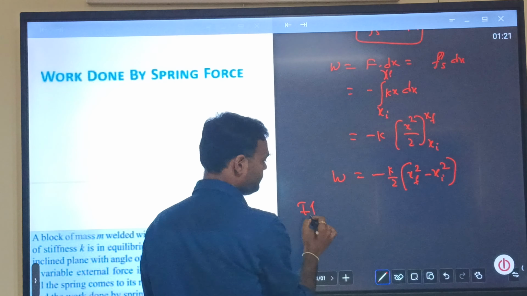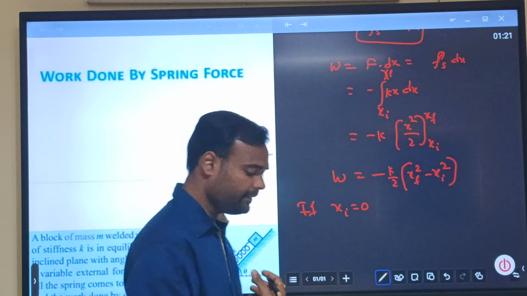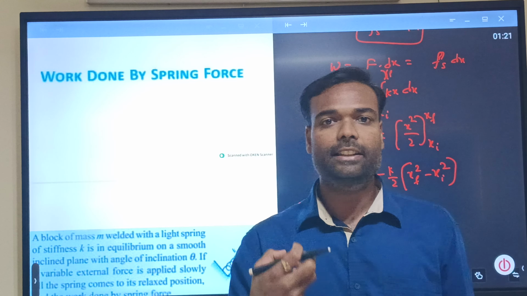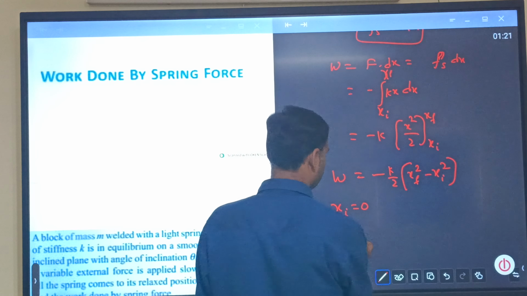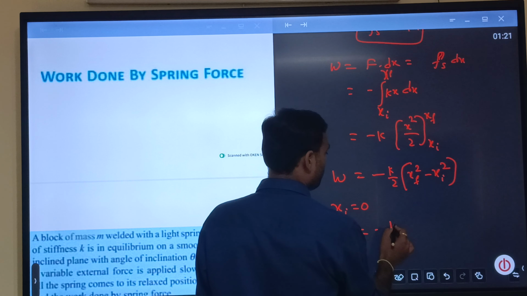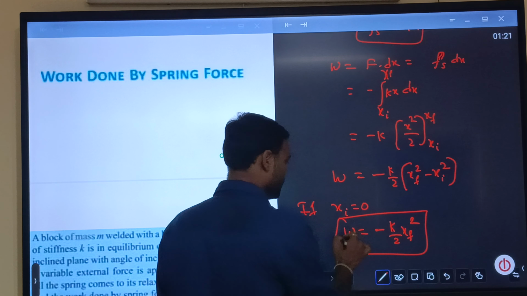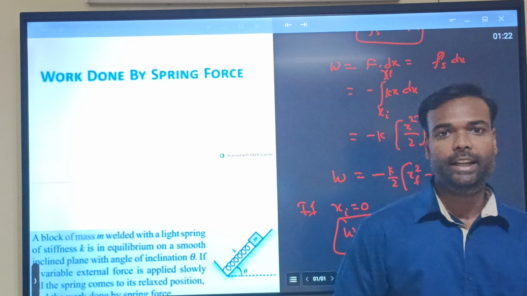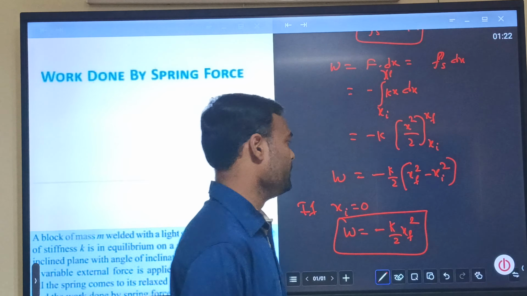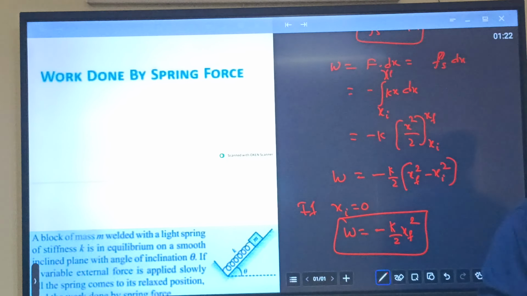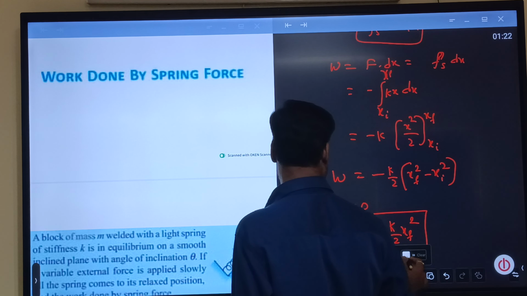If xi is equal to 0, that means we are expanding the spring from its original or natural length, then with xf whole square, this is the amount of work done by the spring when elongation takes place. Clear? Based on this concept, let us go through an example.